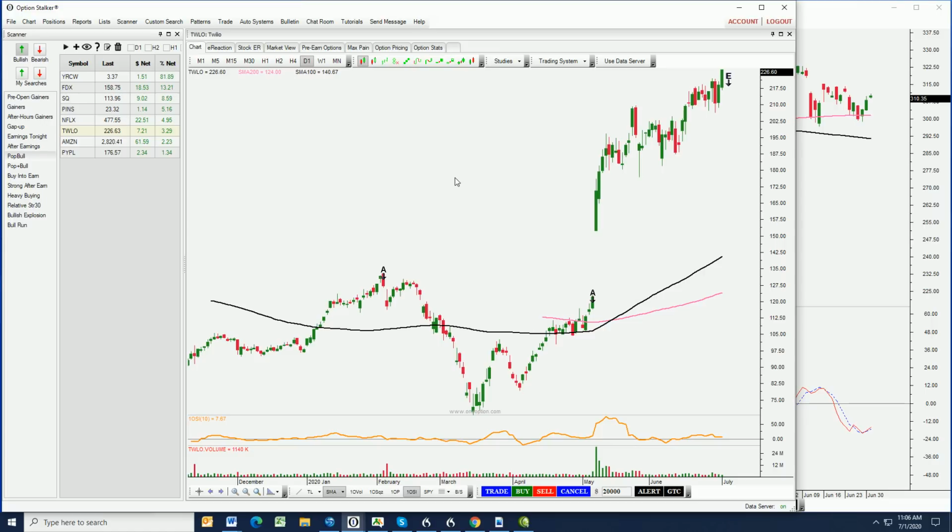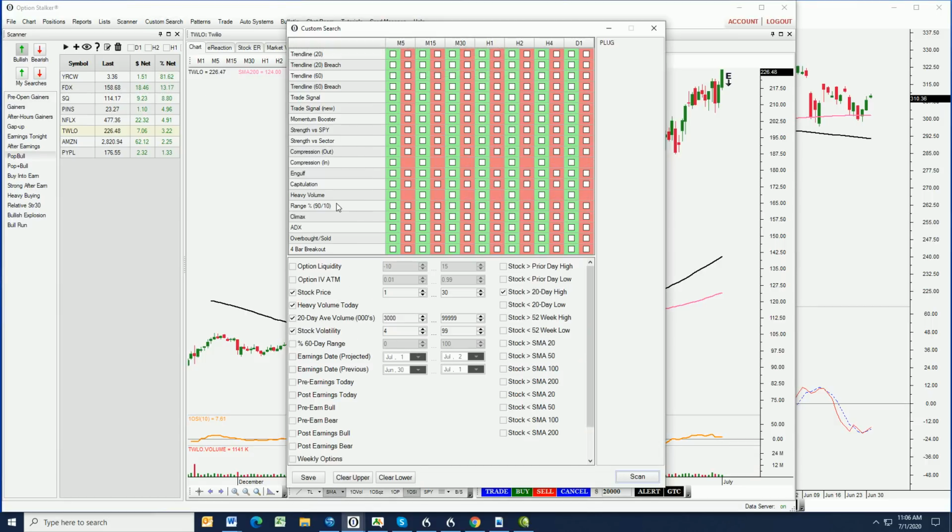Option Stalker's great at finding both. And here you can see orange line greater than 0. That means that it is strong relative to the market, and we can search for these stocks. If I wanted to find a stock and that were the only criteria that I wanted to use, I'm going to clear the upper and the lower in the custom search. I obviously want good option liquidity. That's very important to me, especially if I'm selling out of the money bullish put spreads. If I wanted to just look for relative strength across multiple time frames, click the daily, click the 1 hour, click the 4 hour, the 2 hour, just click it all the way across.